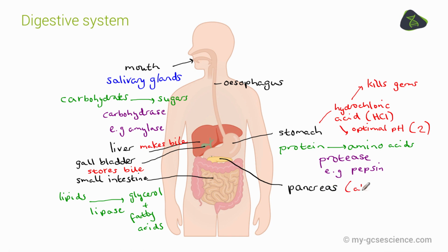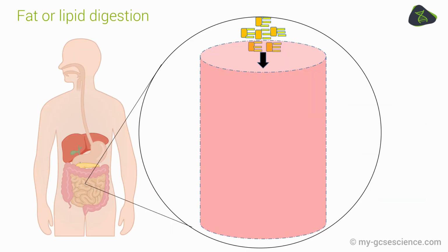And the pancreas makes all three groups of enzymes. So it makes carbohydrases, proteases, and lipases. They don't actually work in the pancreas, they act and work in the small intestine. But the majority of the enzymes involved in digestion are made in the pancreas, so it is a very important organ. Similarly, the small intestine does all three as well. So let me just explain briefly how bile is involved in lipid digestion.